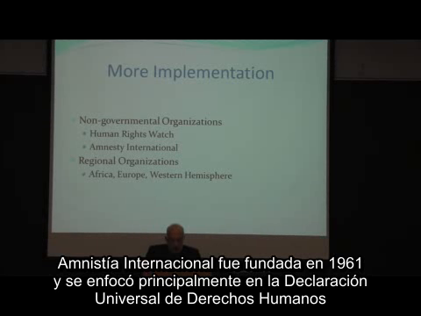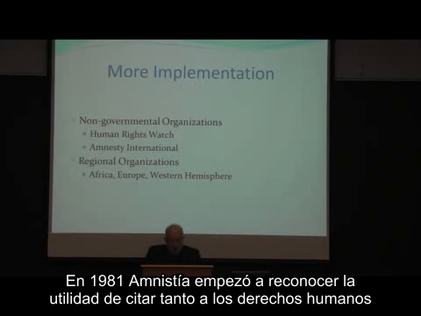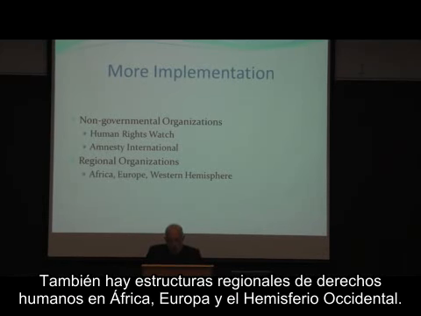Amnesty International, on the other hand, was founded in 1961 and focused principally on the Universal Declaration of Human Rights and other human rights instruments. By 1981, Amnesty began to recognize the usefulness of citing both human rights and humanitarian law as relevant to particular situations. There are also regional human rights structures in Africa, Europe, and the Western Hemisphere.